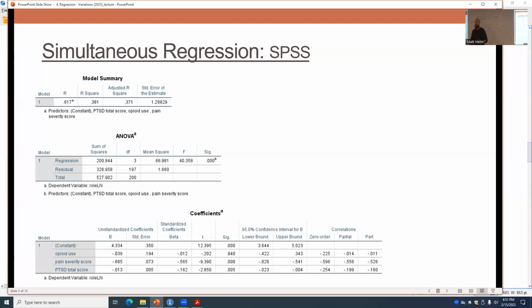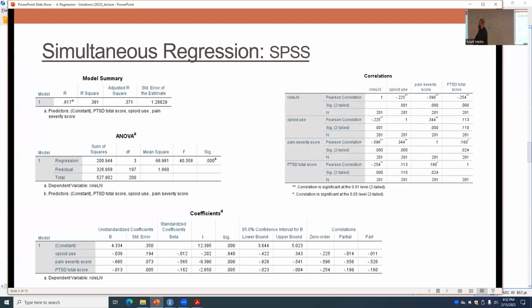Now, this is where the natural log of role functioning doesn't mean anything, right? Like, I don't understand what that means necessarily, but this is what I would expect that to be, okay? Now, if I take a look at my individual predictors, right? Opiate use, p-value 0.84, opiate use isn't doing much, okay? Within the context of this model, knowing whether or not people are using opiates tells me no meaningful information above and beyond knowing what their pain score is and what their PTSD value is, okay?